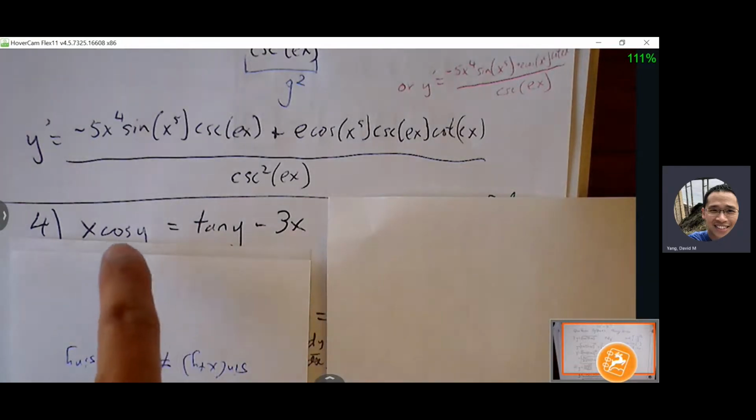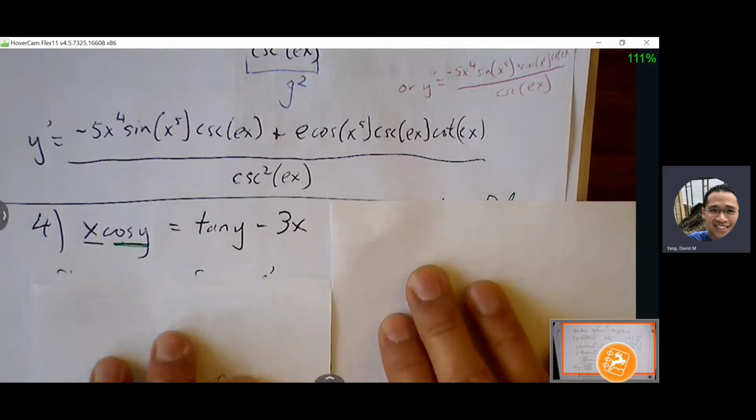I think the issue is recognizing that product rule. Sometimes we want product rule to kind of announce itself. We want two sets of parentheses next to each other. Here it's kind of hidden, right? Just x cosine y. It feels like it could be just one term, but that's actually two terms sitting there, right? And recognizing that and applying product rule is important.